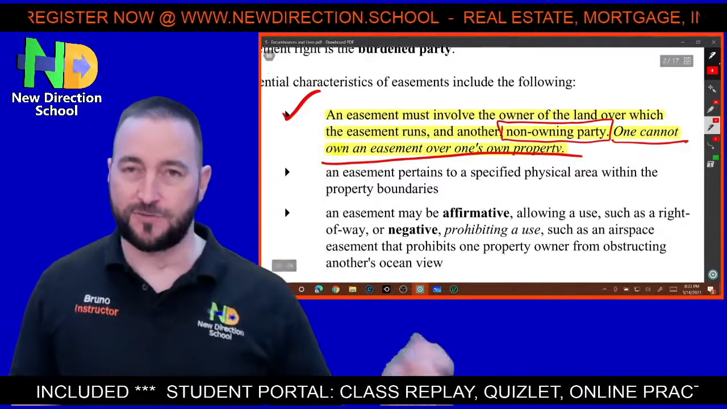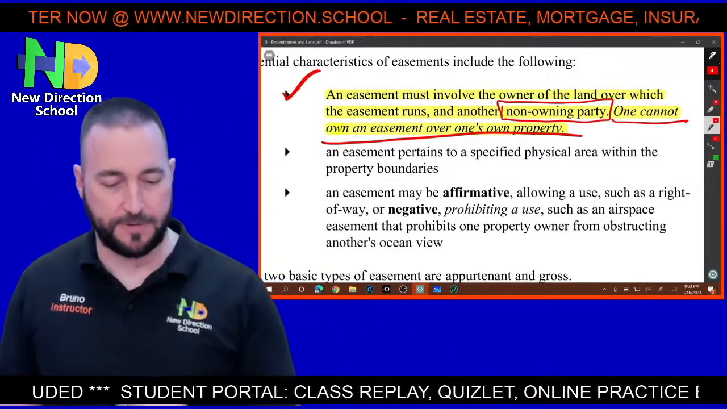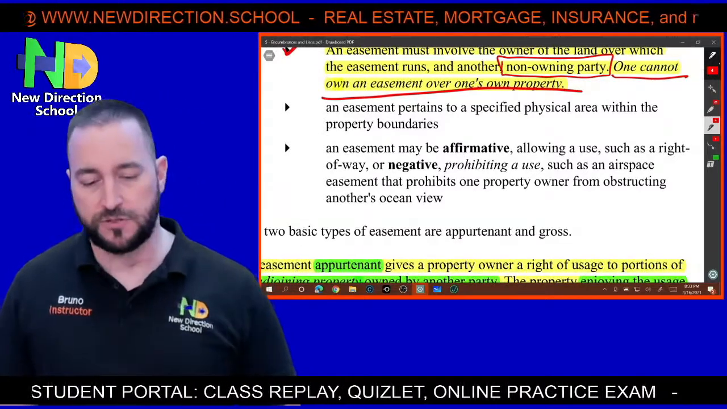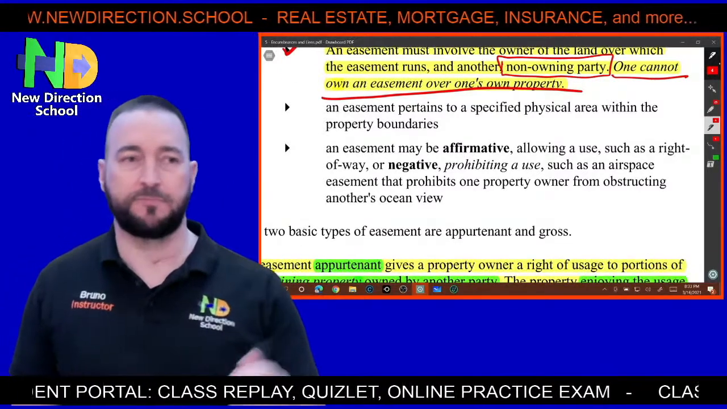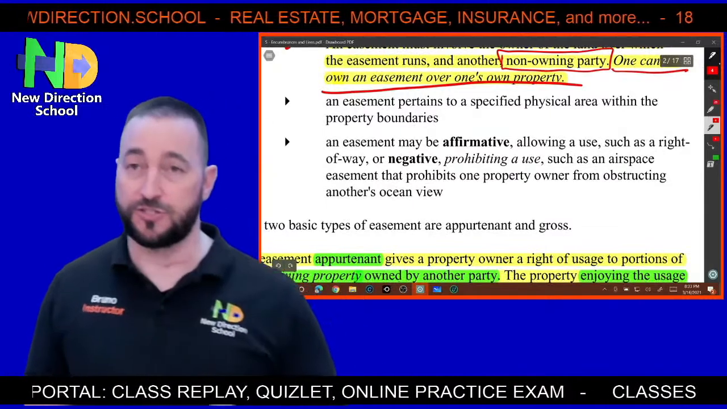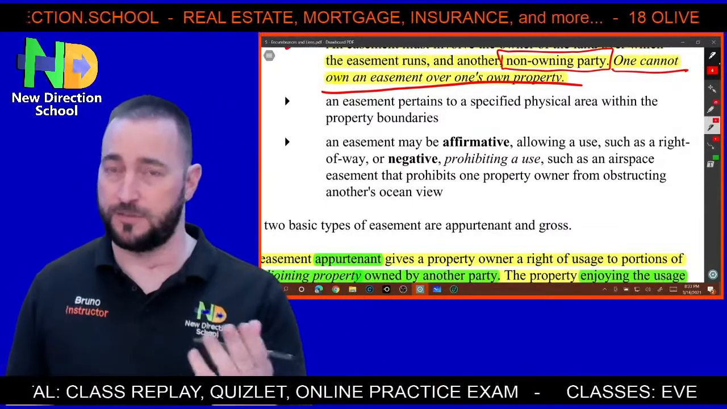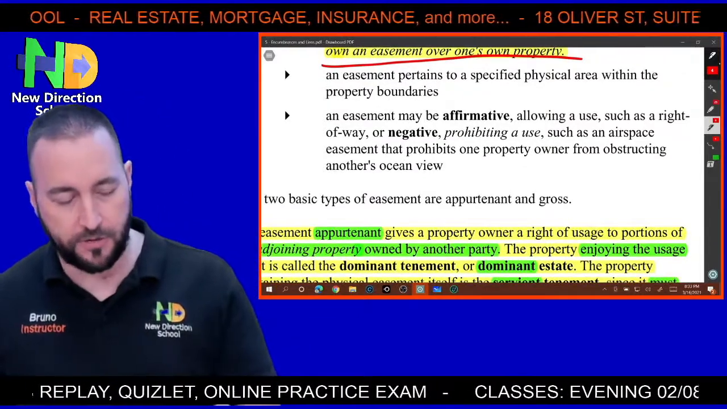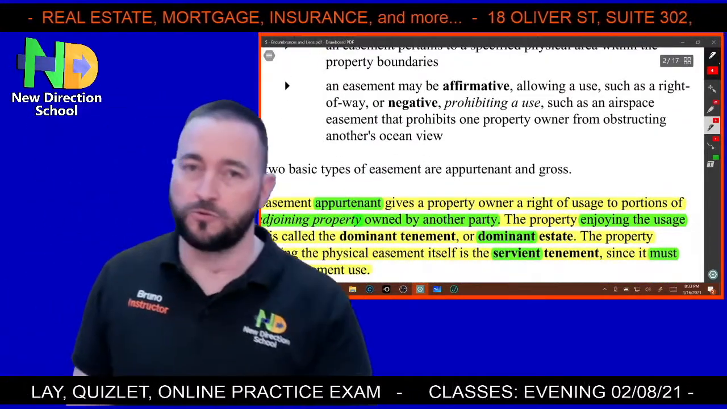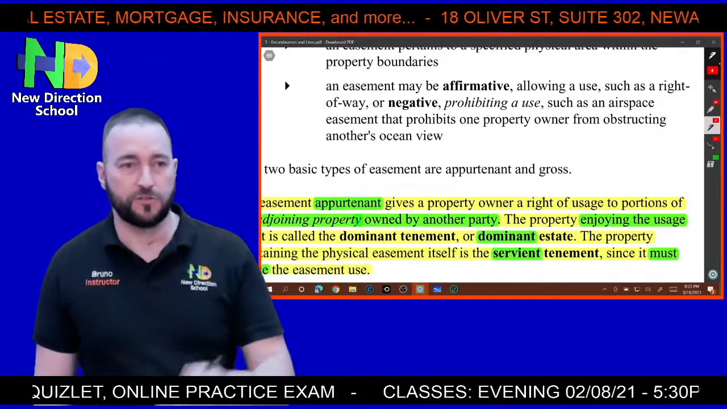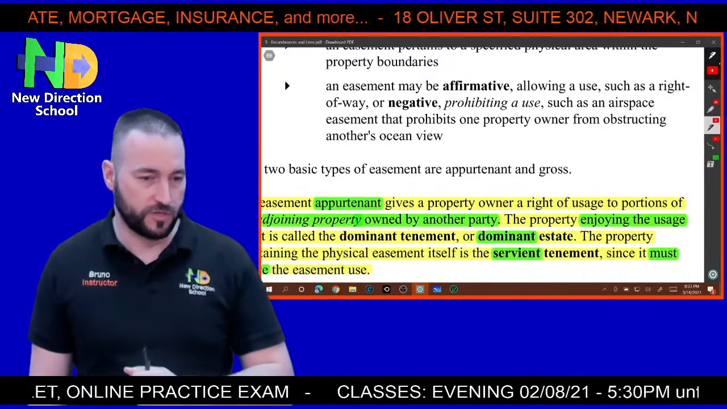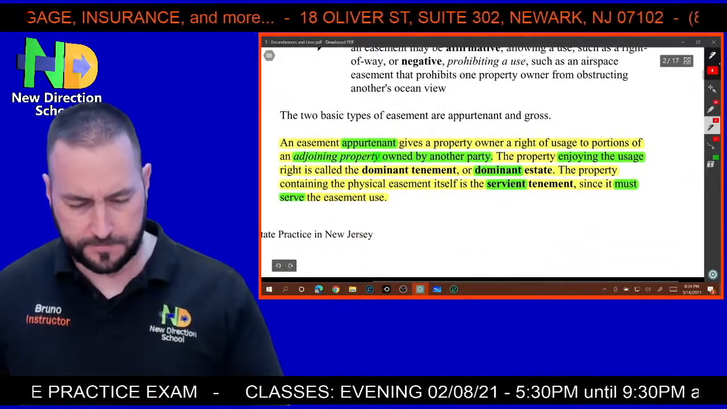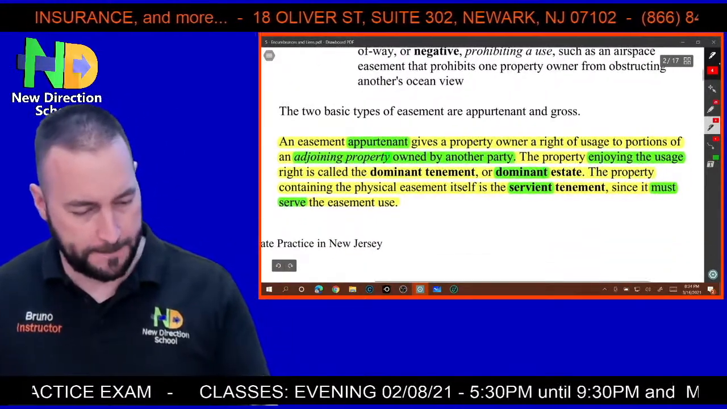An easement pertains to a specified physical area within the property boundaries, and an easement may be affirmative, allowing the use, such as a right-of-way, or negative, prohibiting the use, such as an airspace easement. We talked about airspace with air rights yesterday. That prohibits one property owner from obstructing another owner's view. Those are called air rights. Talked about it yesterday. And then here's just what I was explaining again.